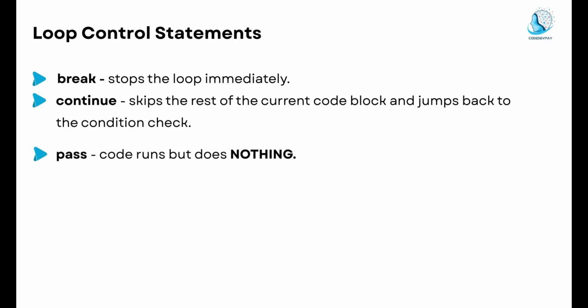Now we have loop control statements. These are keywords that we use to control our loops. We have break, which stops the loop immediately. We also have continue, which skips the rest of the current code block and jumps back to check the condition. We also have the last keyword, which is pass. This is mostly used as a placeholder where a control structure is being created and not used at a particular time. Anytime we use pass, the code runs but nothing happens. Let's take a look at an example.